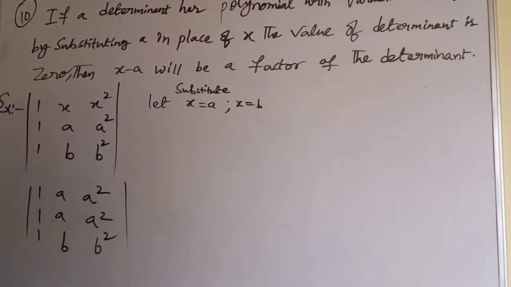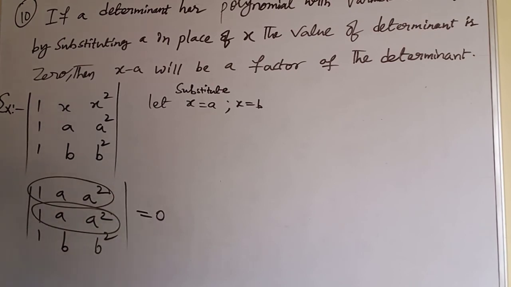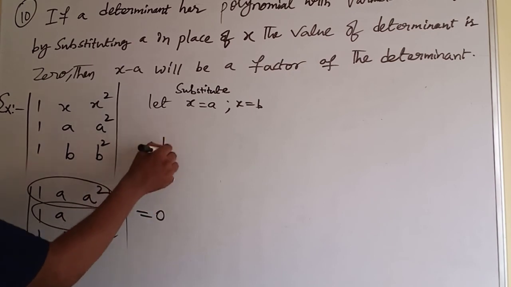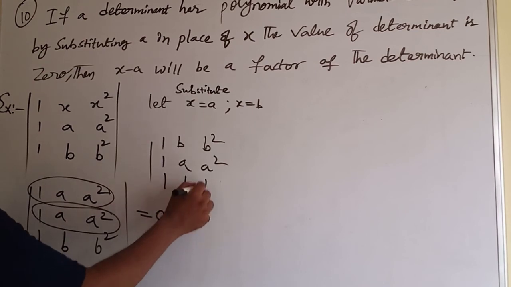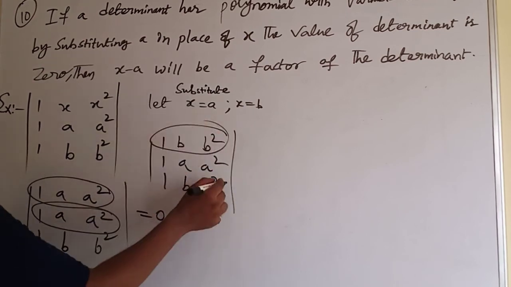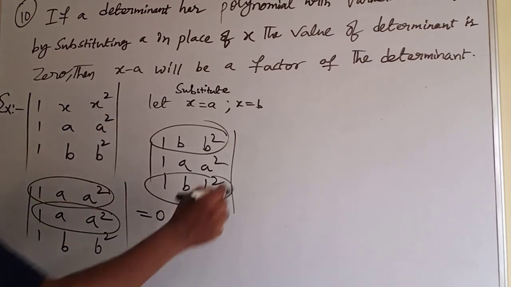Now you observe according to our property, if two rows or two columns are the same, then the determinant becomes 0. And here x place you substituted as a, that's the reason x minus a is a factor. Okay. So another one also we'll check. So x is equal to b, substitute now. When I substitute b, 1 b b square, 1 a a square, 1 b b square. So again 1 b b square, 1 b b square, here two rows are the same, so it becomes equal to 0.